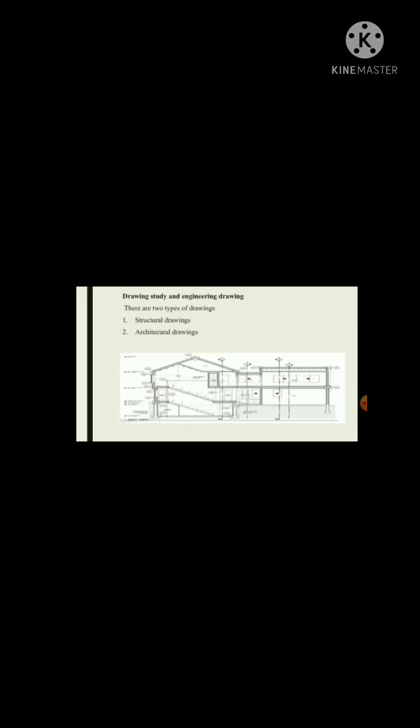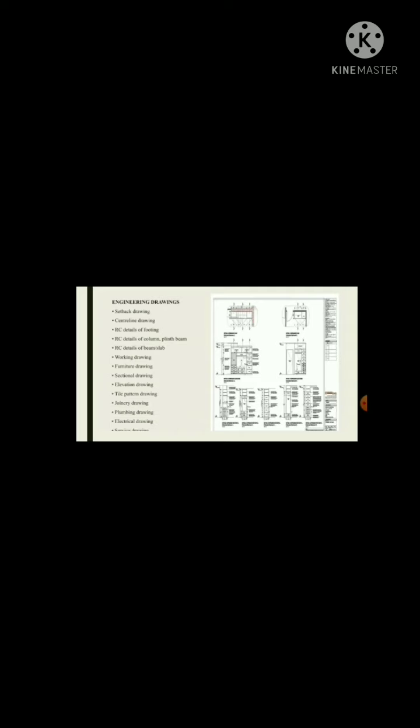Then I learned about drawings, study of drawing, engineering drawing. There are two types of drawings, structural drawing and architectural drawing. These are other engineering drawings: setback drawings, center line drawing, RC details of footing, RC details of column and plinth beam, RC details of beam and slab, working drawings, furniture drawings, sectional drawings, elevation drawing, tile pattern drawing, joinery drawing, plumbing drawing, and last is electrical drawing. I learned about all these drawings.